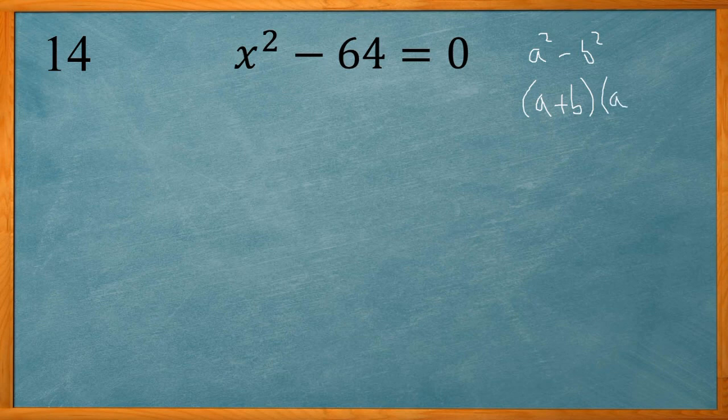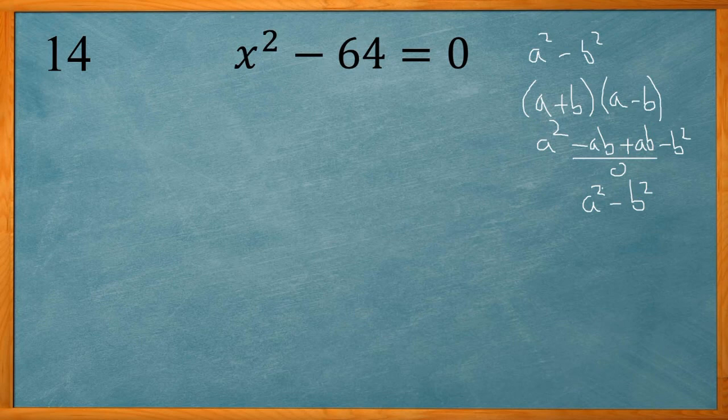Now, if you have a squared minus b squared, when you factor that, that becomes a plus b times a minus b. Now, if I were to FOIL this, a times a is a squared, a times negative b is negative ab, b times a is plus ab, and then b times negative b is negative b squared. Now I have like terms here. Negative 1ab plus 1ab is 0. So you're left with just a squared minus b squared.